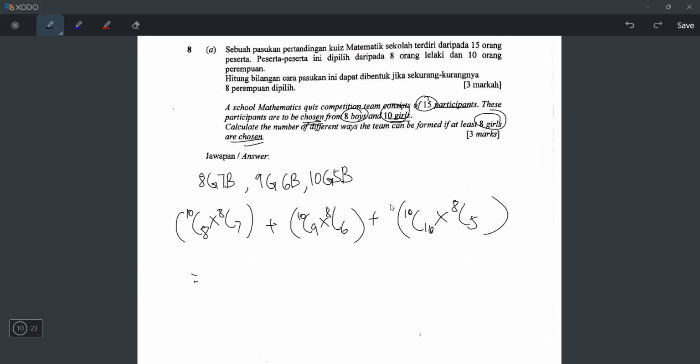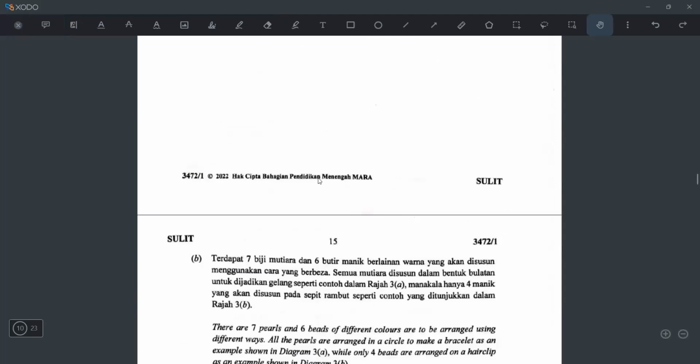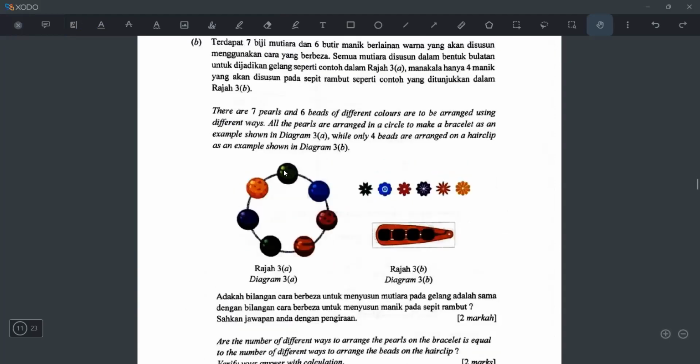10C8 times 8C7 is 360, plus 10C9 times 8C6 is 280, plus 10C10 is 1, so I can just skip that, and then 8C5, so it's 56. And then plus them together, I get 696. So hopefully you get the same answer. There's 696 ways to choose. Okay, so that's the A answer. Let's move on to B answer.